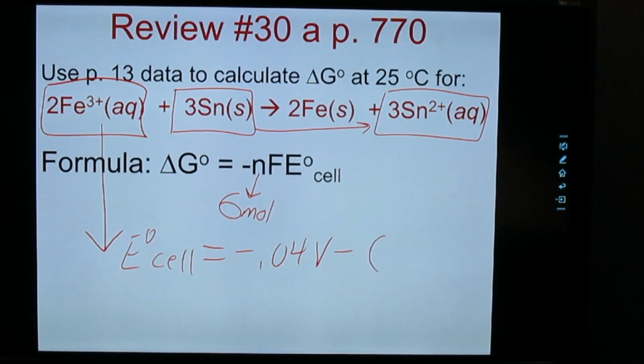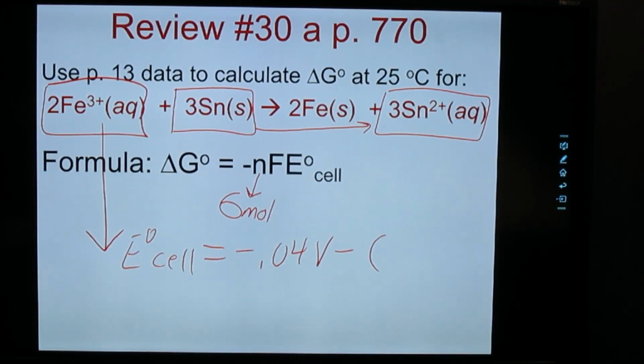And then we find the tin reaction. It's not very far from the iron in there. We want the tin 2 reaction. In the table, that's negative 0.14. It's a little above it.